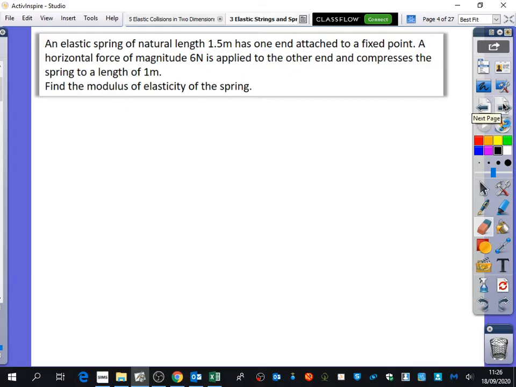So we're going to just do another one of these. But we now don't get a diagram, so we're going to read it, and I'm going to give you a couple of seconds to think about what it might look like. This time it's a spring.